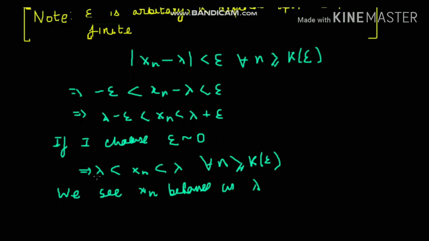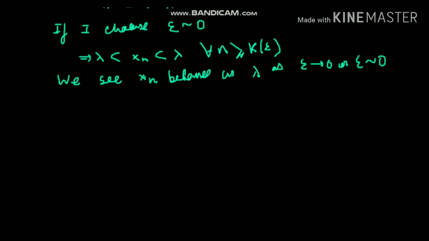I should write the lambda a little more clearly. So we see that x of n behaves as lambda. Now, it's a very interesting condition, and also remember that this will be true if epsilon is very close to 0, that is if epsilon tends to 0. But it is not equal to 0 obviously, because epsilon is always greater than 0. It is a positive quantity. So we find that x should behave as lambda, and this is what we mean by convergence actually.